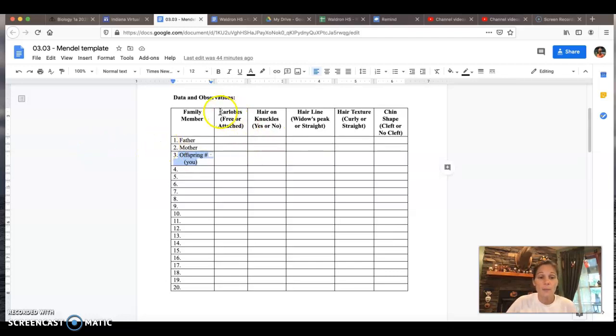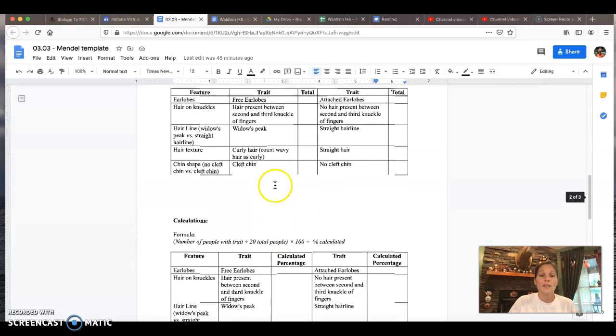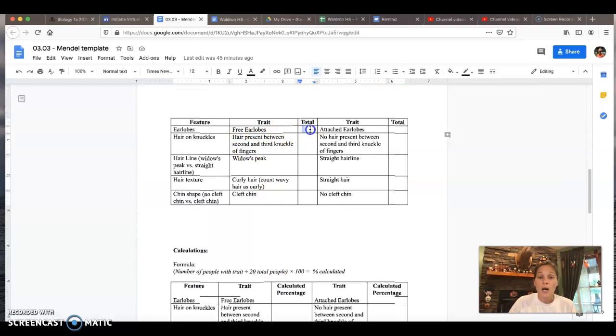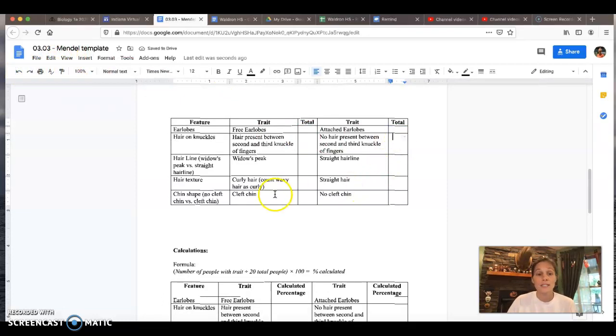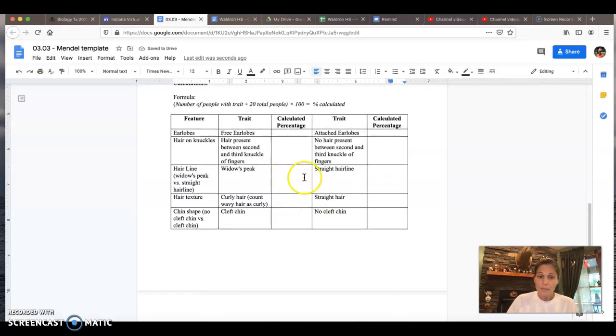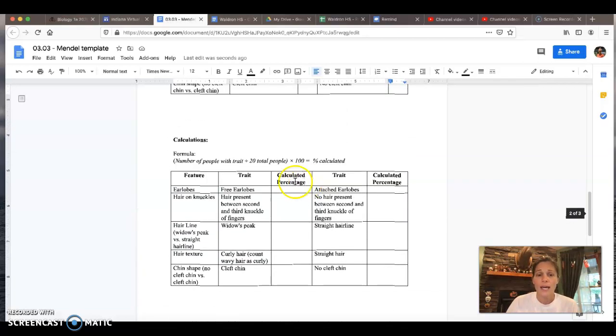However, for earlobes, you're going to document whether they're free or attached. Hair on the knuckles, either a yes or a no. Widow's peak, or straight hairline. Curly hair, straight hair. Cleft chin or no cleft chin. Okay, then our next data table is you're going to tally those up. How many people had the free earlobes? How many people out of the 20 had the attached earlobes? How many people had the hair between their second and third knuckle? How many people did not? And so on.